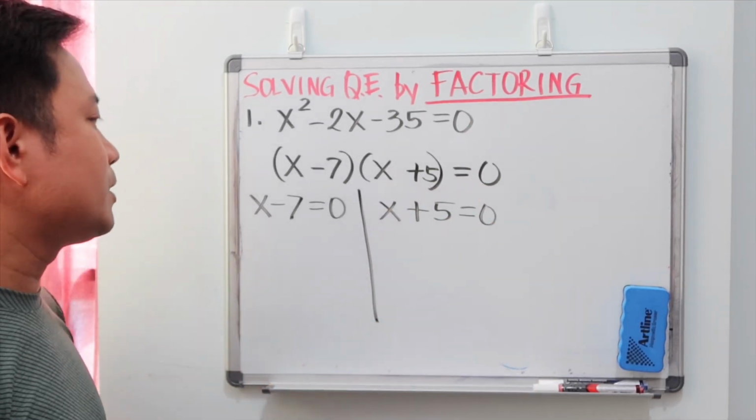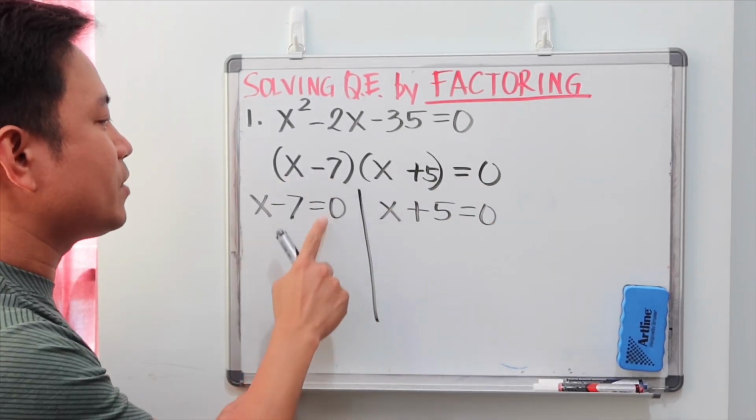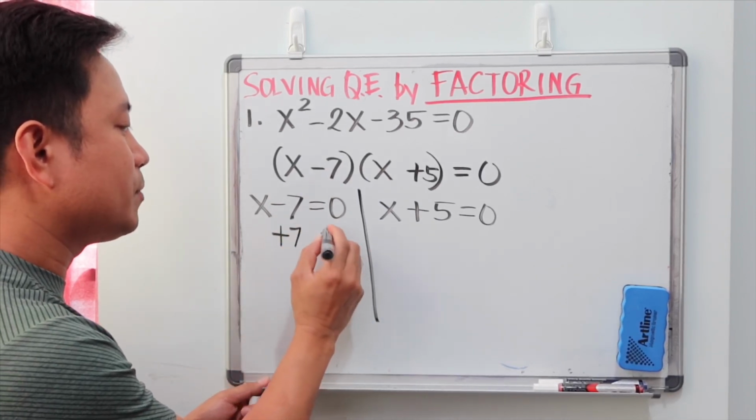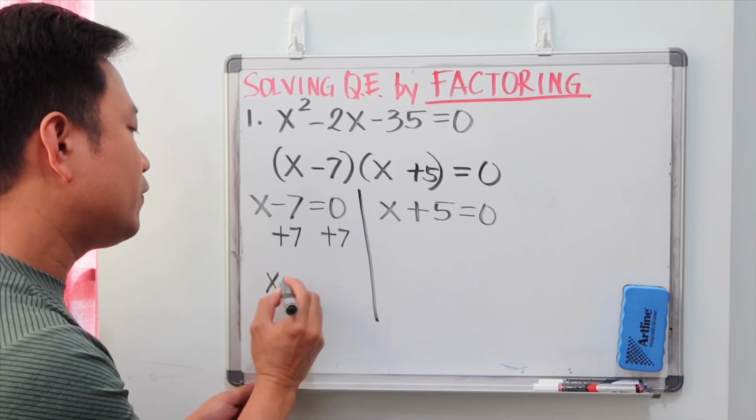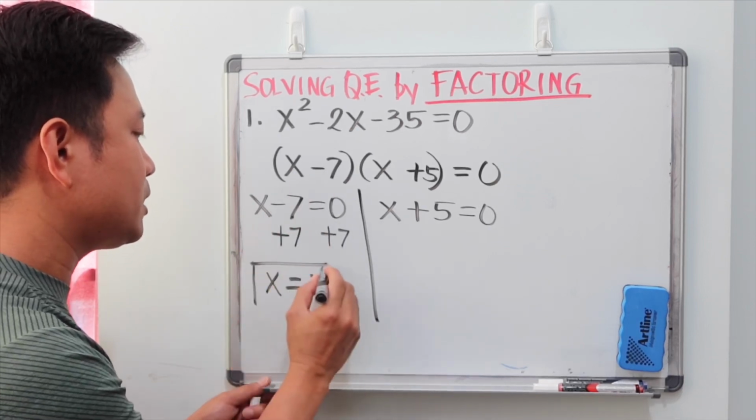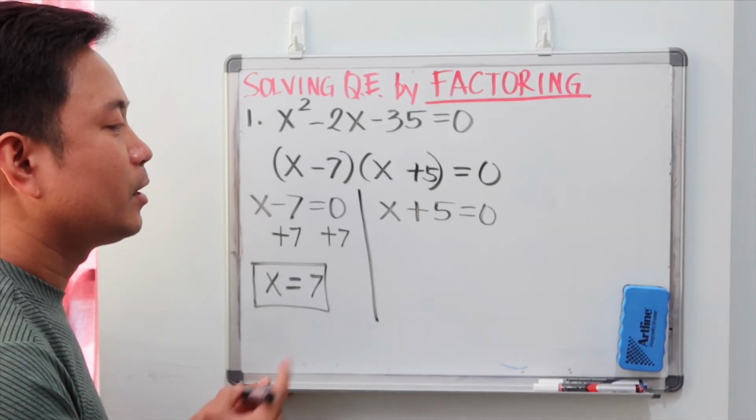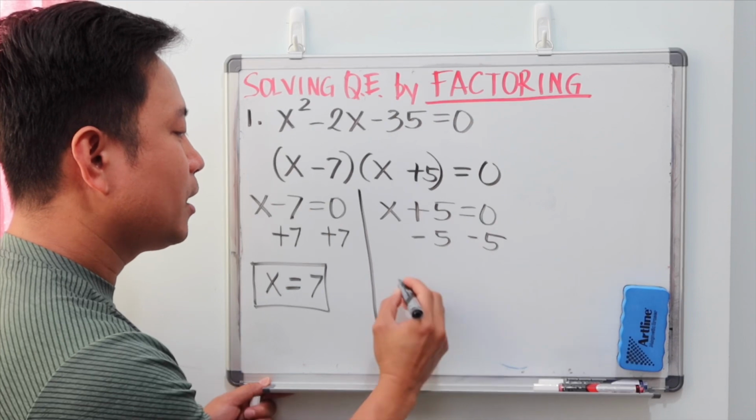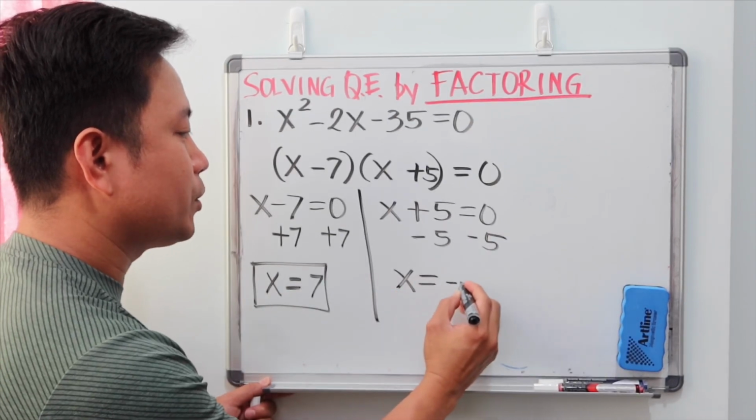So using that concept, we now have x minus 7 equals 0, which means solving for x, we add 7 to both sides. So one value of x that will make this equation 0 is x is equal to 7. The second value of x, we subtract 5 from both sides. That means we have x is equal to negative 5.